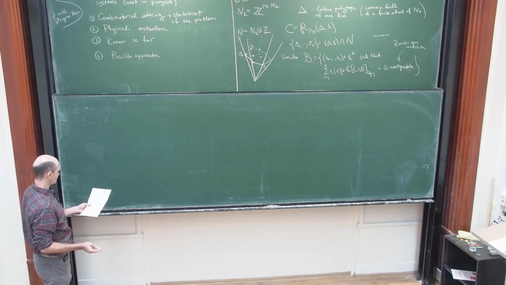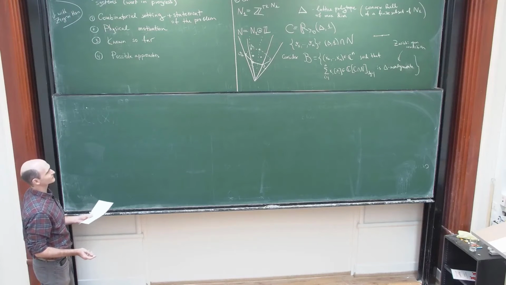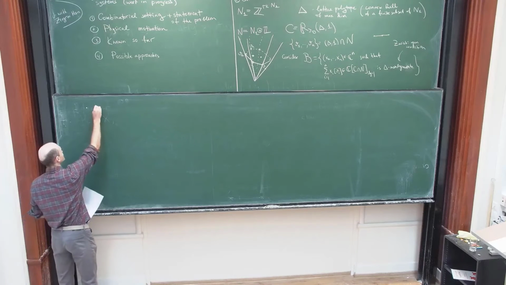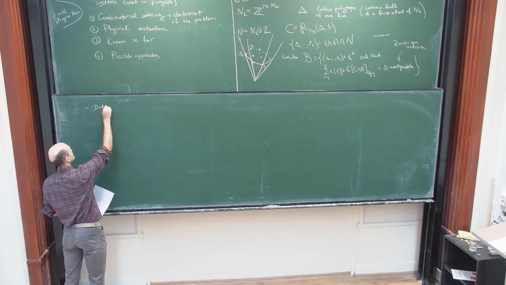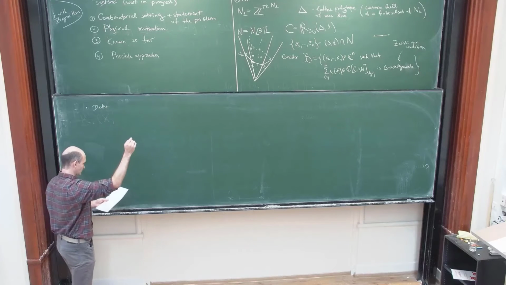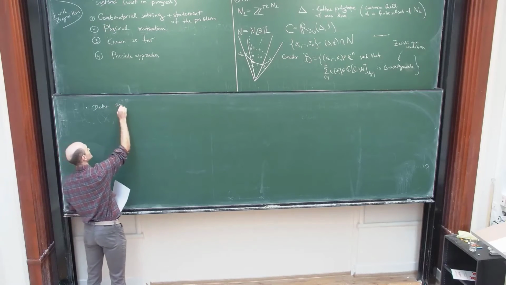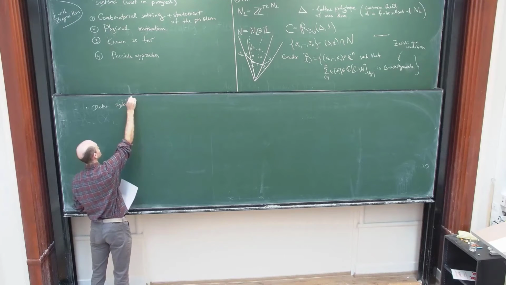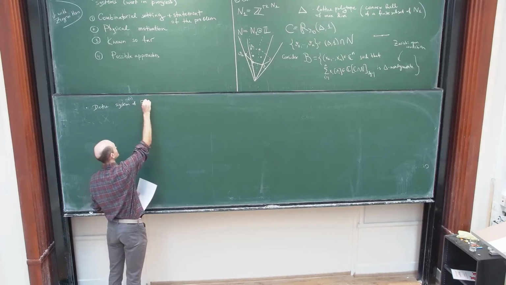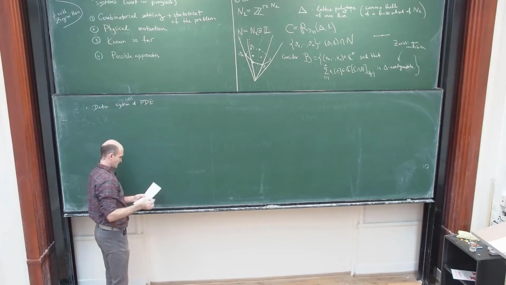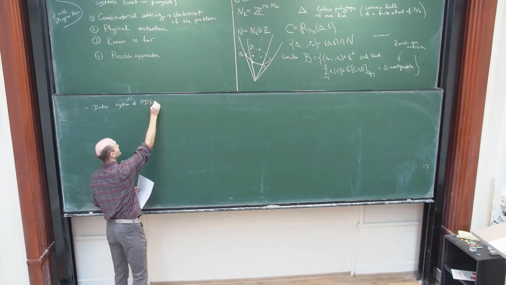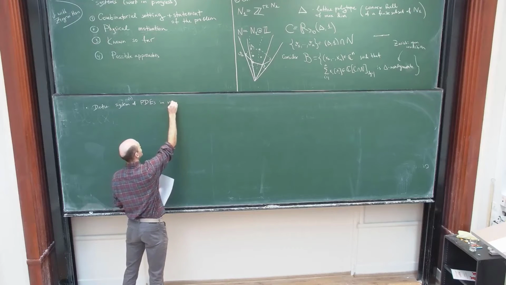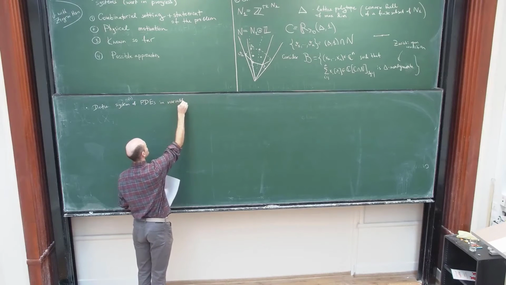Okay, so I'm going to define the following systems of PDEs. Eventually there'll be 2 of them, but let's talk about one of them first. The system of PDEs in variables x1 through xn.